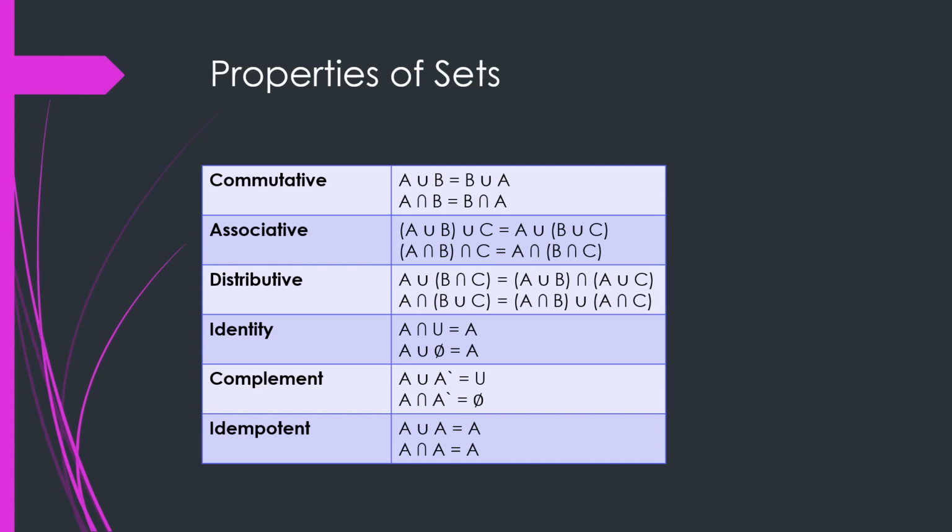And then lastly, we have the idempotent property, which is very simple. The union of A and A is A. The intersection of A and A is A.